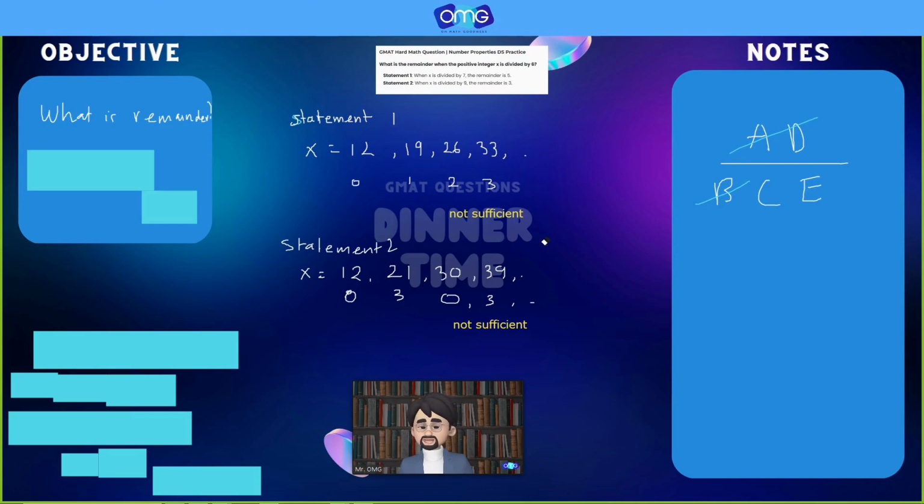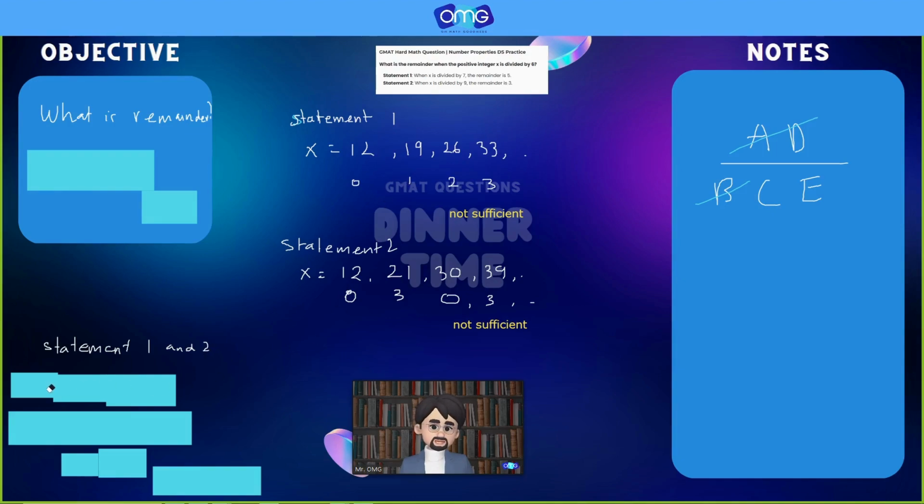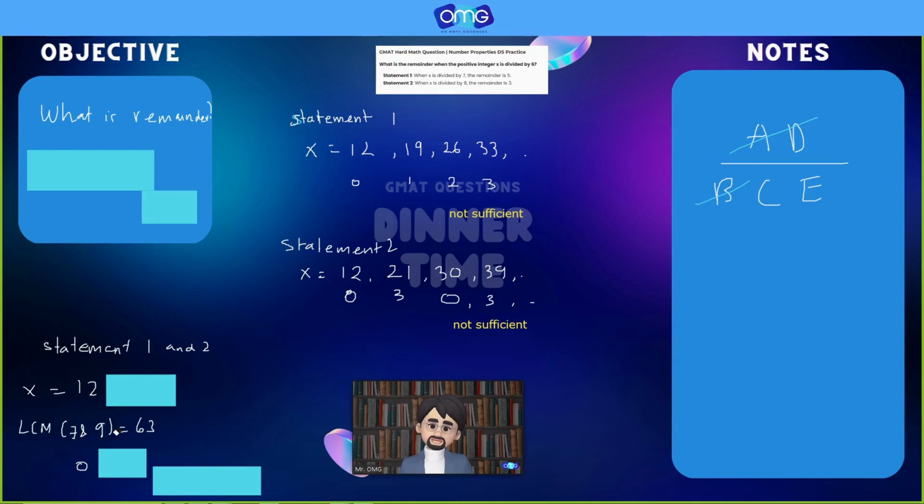Now let's combine 1 and 2 together. When x is divided by 7, the remainder is 5, and when x is divided by 9, it is 3. So the first number we can say is 12, and the remainder is 0. What is the next number? Let's remember that the lowest common multiple of 7 and 9 is 63. So the next number is 12 plus 63, which is 75, and the next number is plus 63 again.